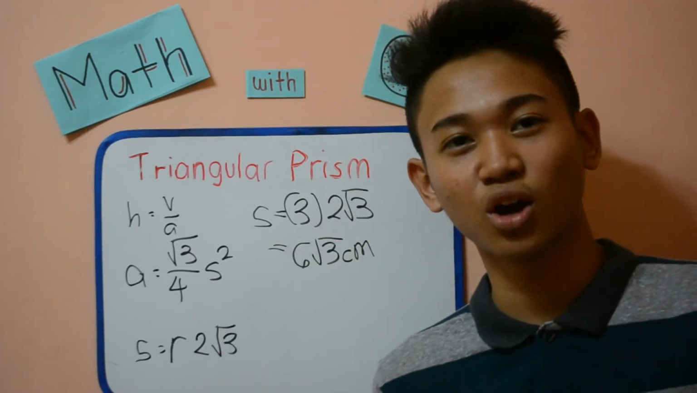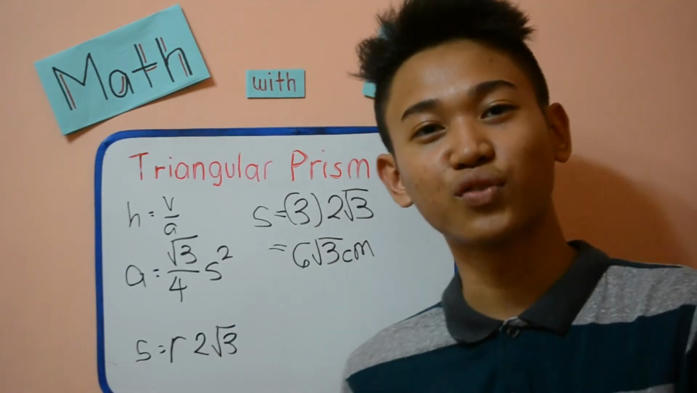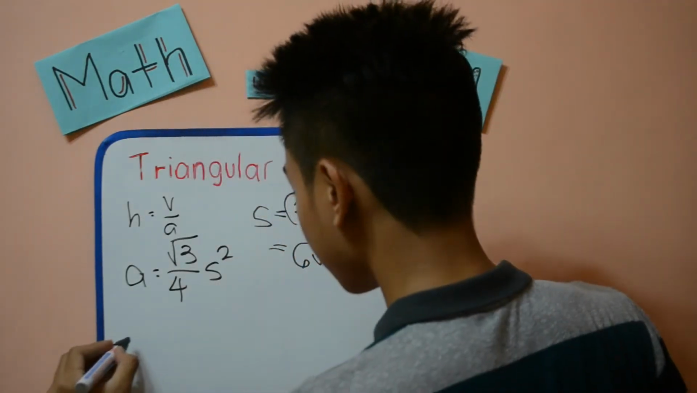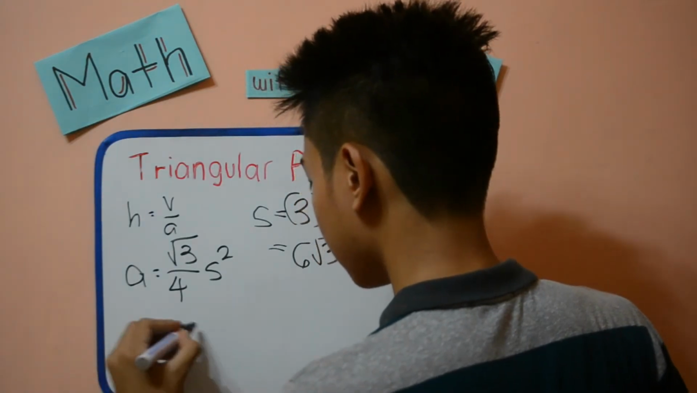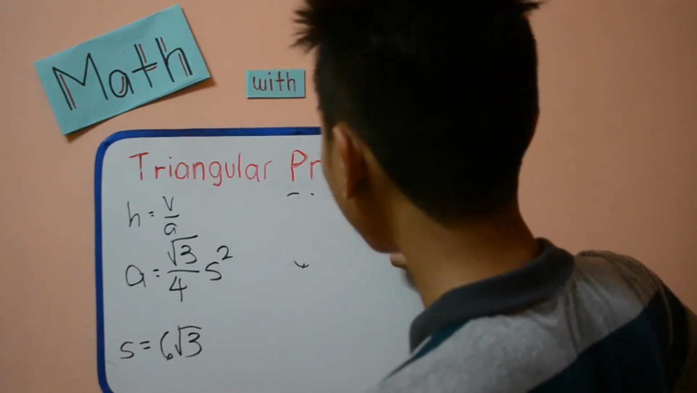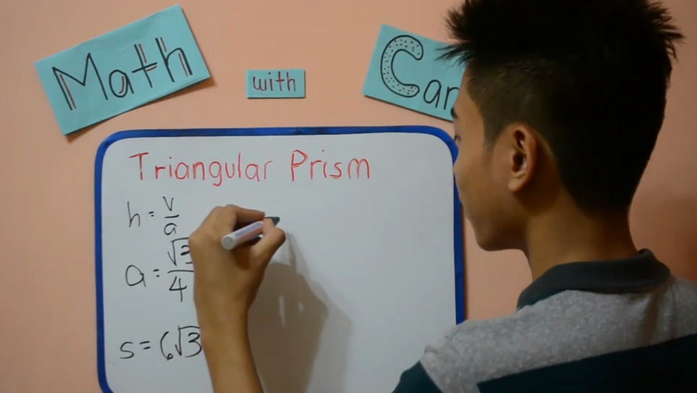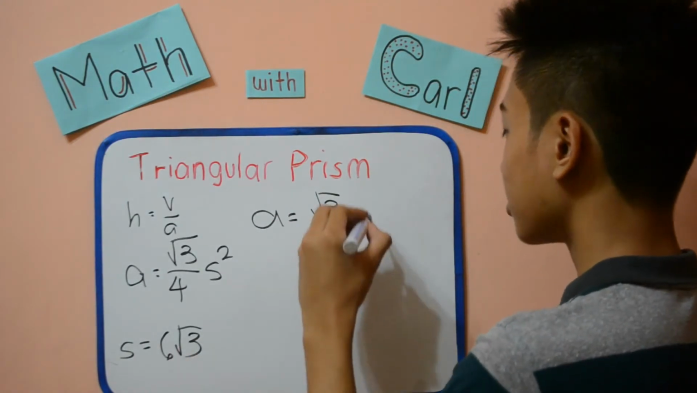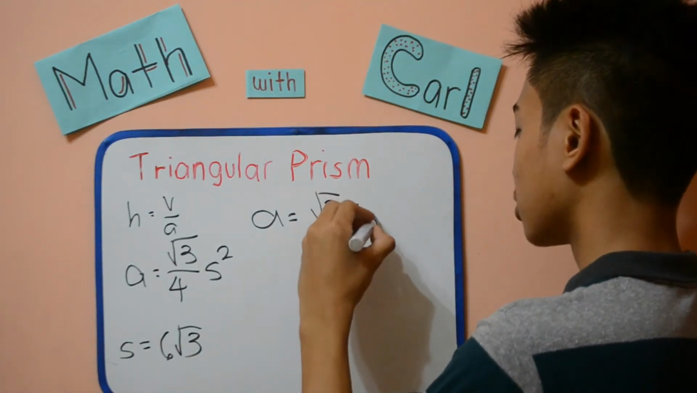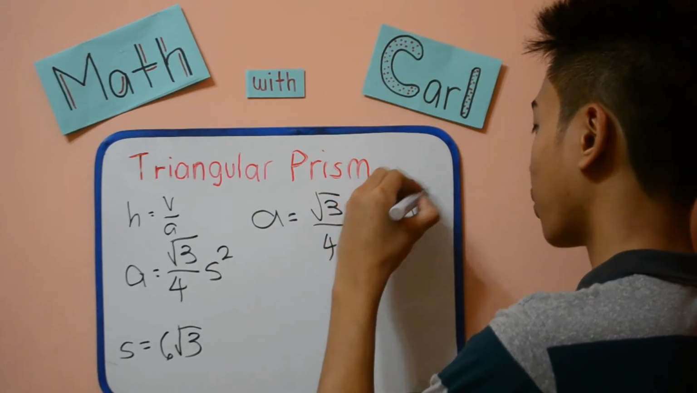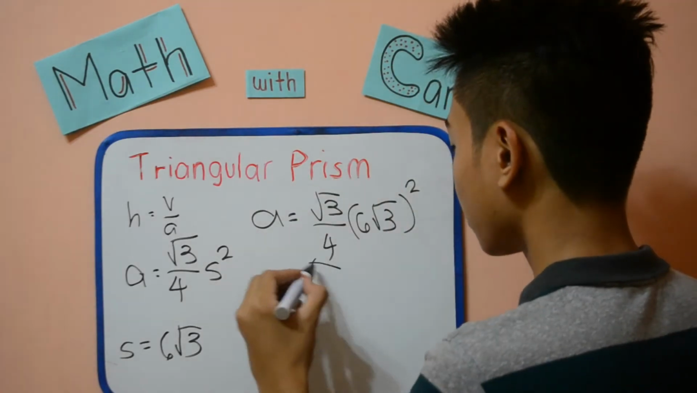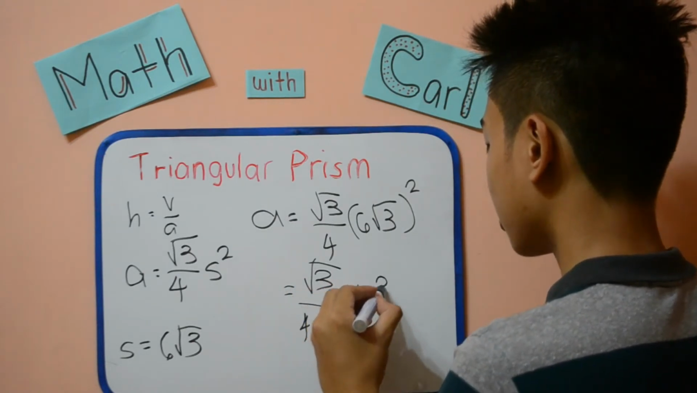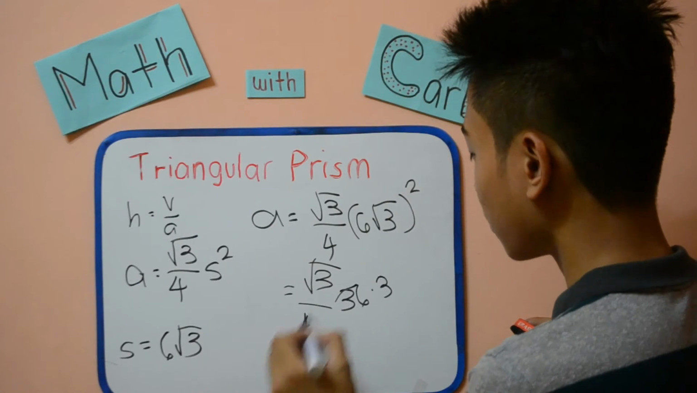Now we already have the side. All we need to do is substitute it in the formula to find the area. So we'll write this down, 6 square root of 3 as our S. Now we will substitute it in the formula for the area. So A is equal to square root of 3 over 4 times 6 square root of 3 squared. So we will have square root of 3 over 4 times 36 times 3. We can cancel: 36 over 4 is equal to 9.